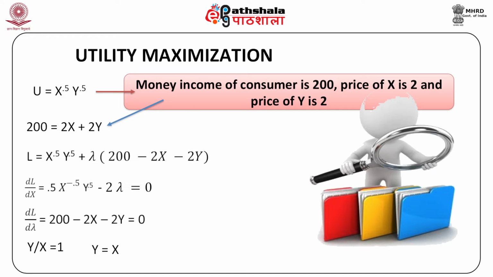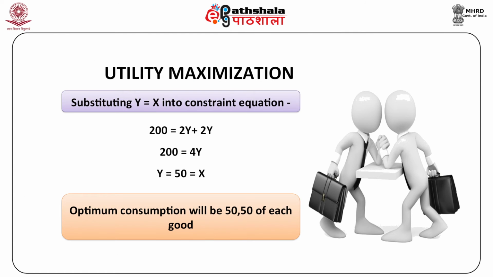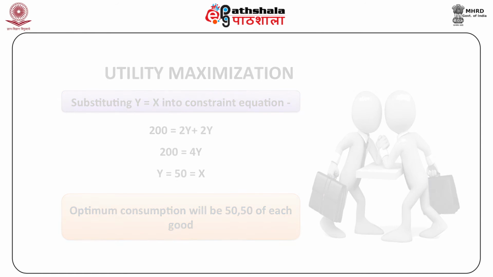Dividing equation 4 by 5, we get y/x = 1. Hence y = x. That is, the consumer will consume both goods in equal quantity. Substituting y = x into the constraint equation, 200 = 2y + 2y, which is 200 = 4y. y = 50 = x. That is, optimum consumption will be 50, 50 of each good.